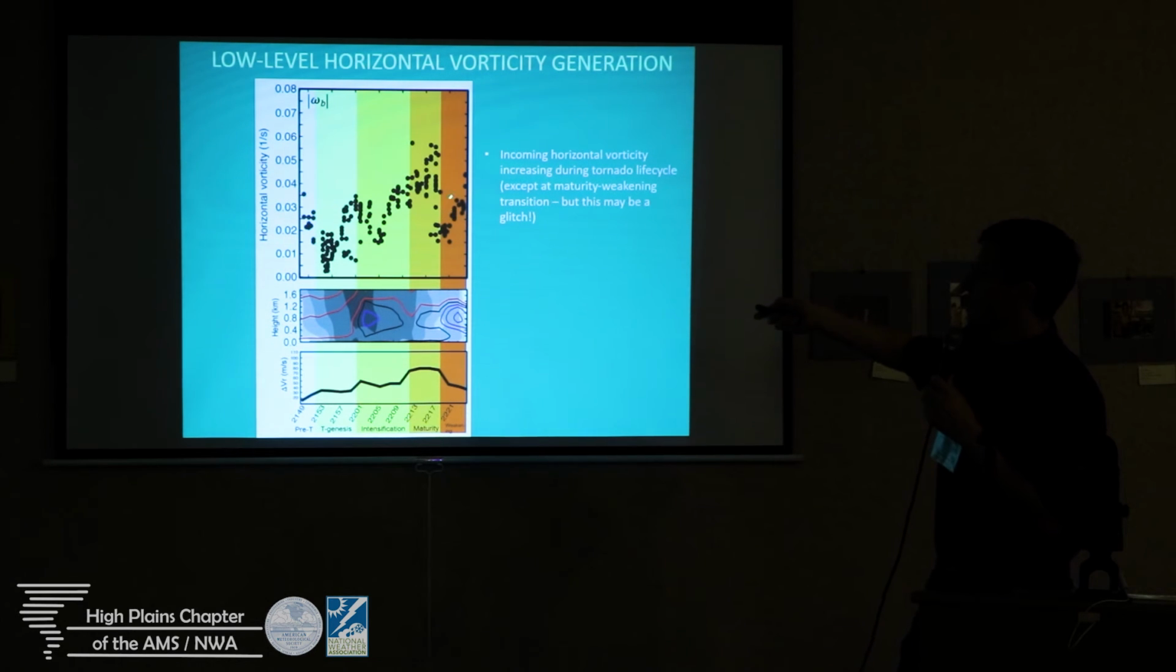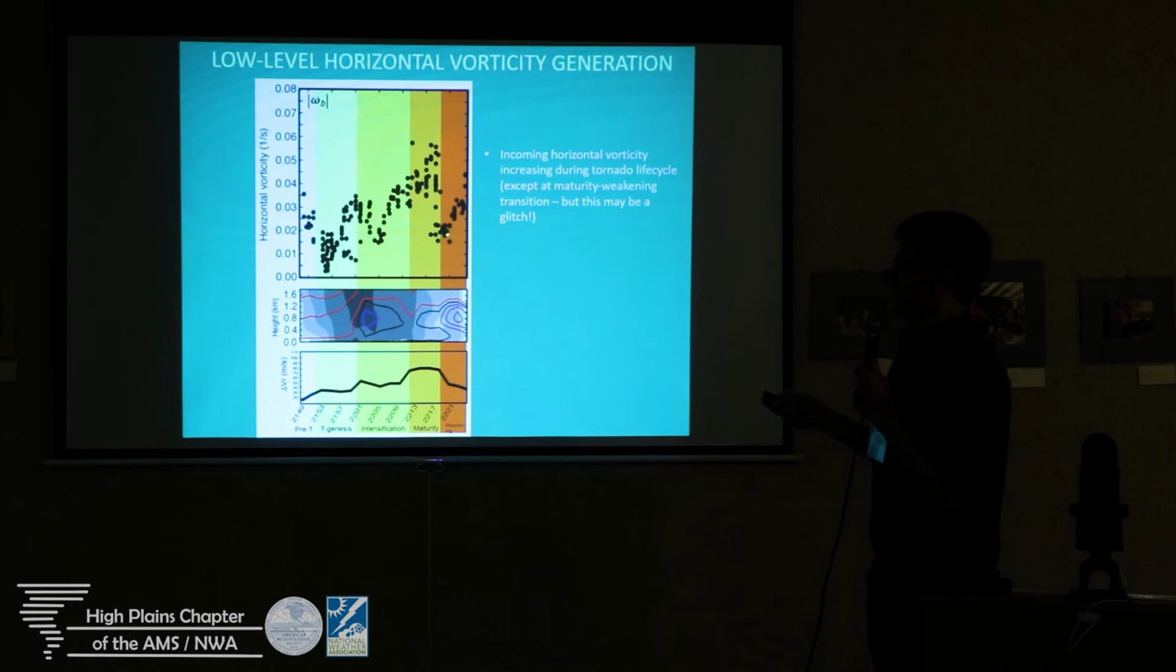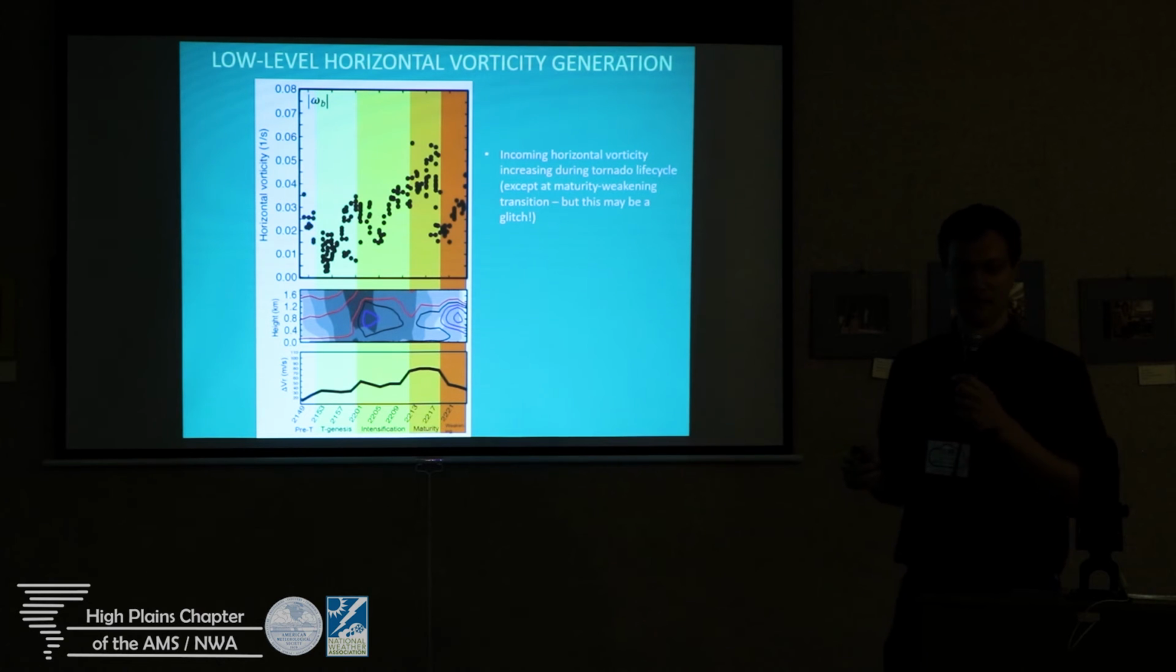But getting back to this jump here, this jump down here, during the transition from maturity to tornado weakening, you say, hey, this is an obvious correlation. It ramps up as the tornado is increasing and then suddenly just drops off when the tornado starts to die. What on earth is happening here? This could be physical, or it could be entirely analysis artifact.